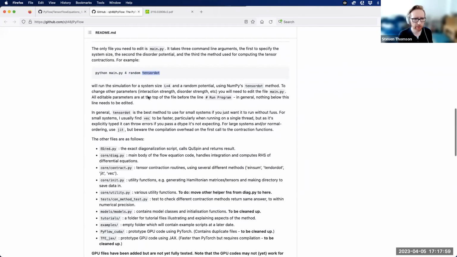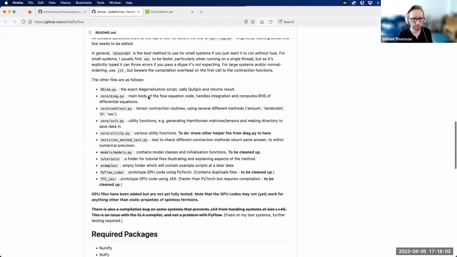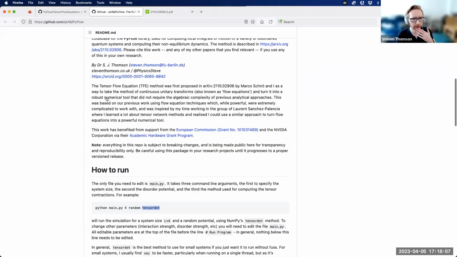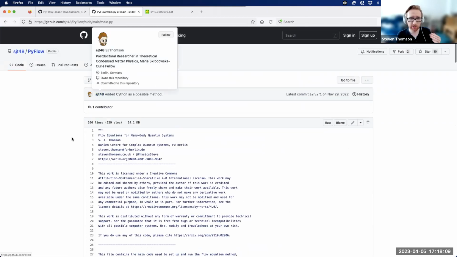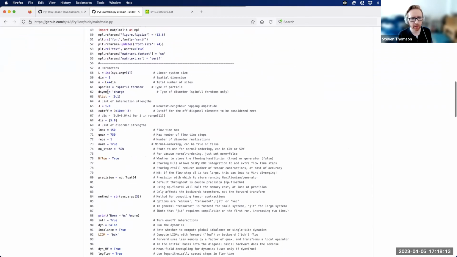This version of it runs mostly just on the CPU. There's a whole bunch of things that I'm still working on with it, but the idea is you shouldn't need to look at anything apart from this main.py file. At the beginning, it sets out things like the interaction strength, the hopping strength, the cutoff for being diagonal, the disorder strength, and some properties of the numerical integration.